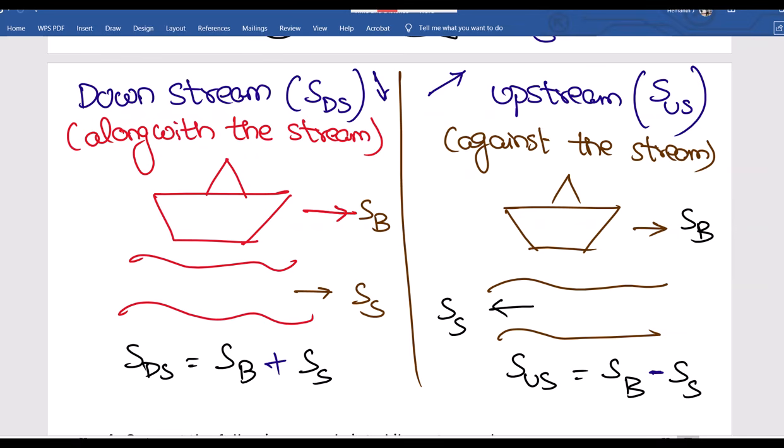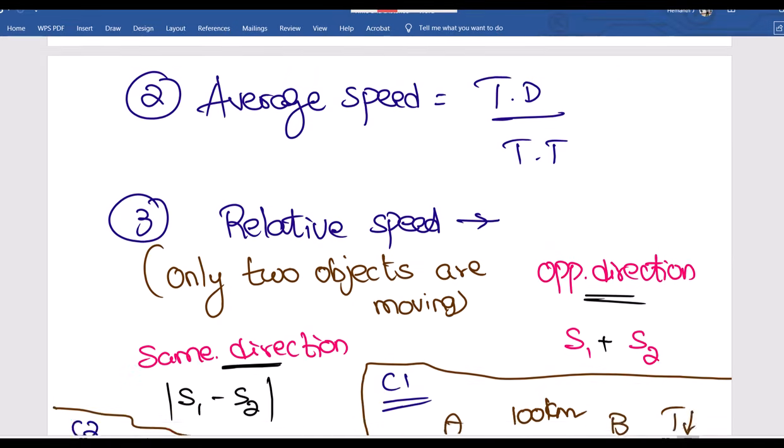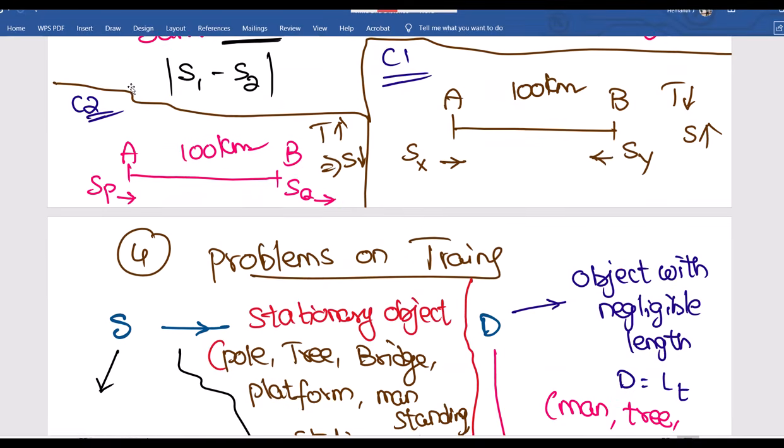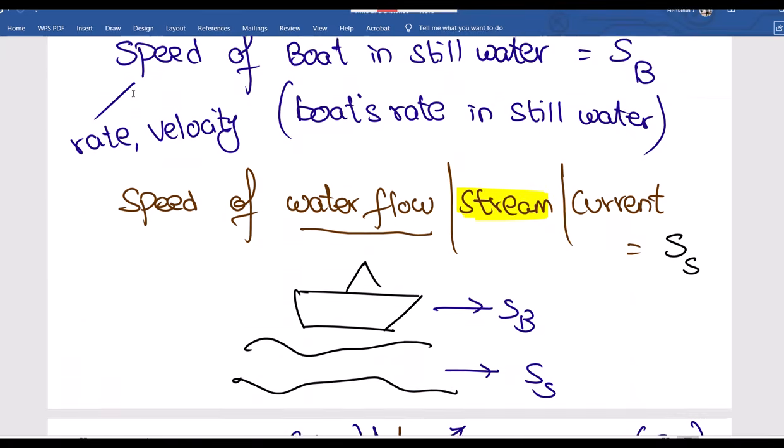Same distance, less time to meet; same distance, more time to meet. That's why plus or minus we decided there. Here the reason is different. So with that, both streams will complete. So how many so far? Basics, then average speed, relative speed, problems on trains, boats and streams.